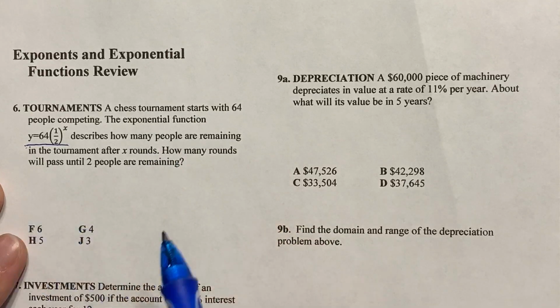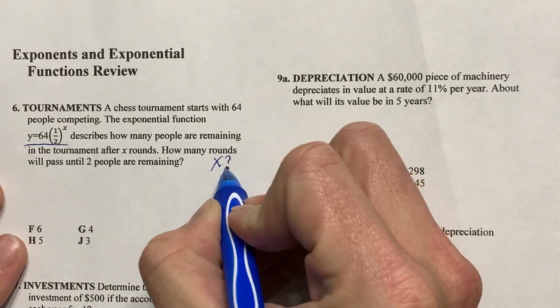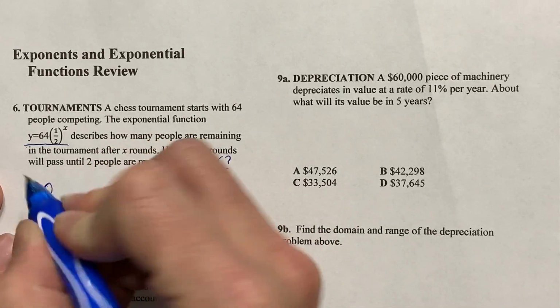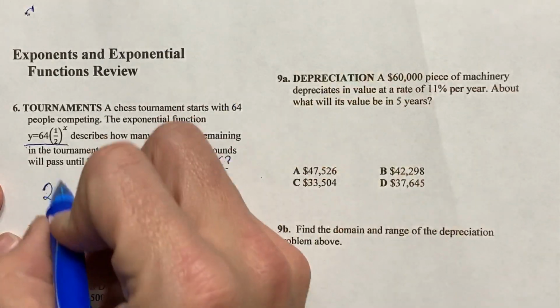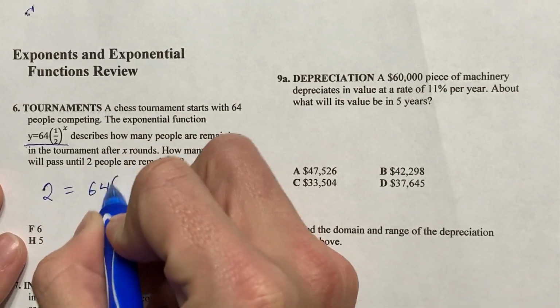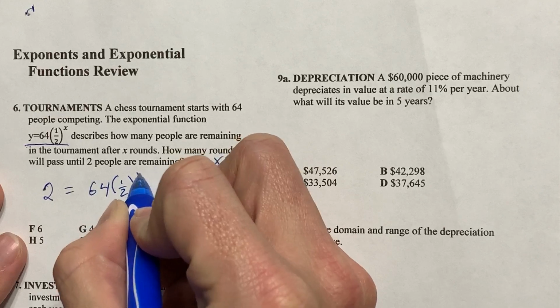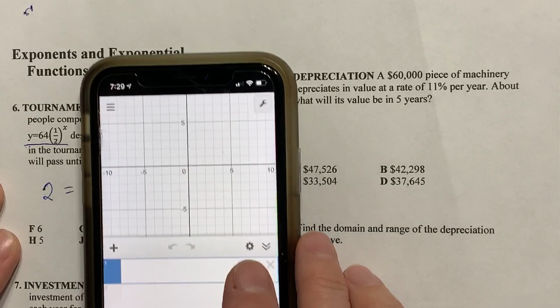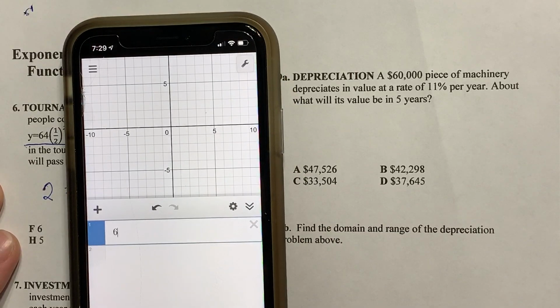How many rounds will pass? So what's my x until 2 people are remaining? I need to know when 2 equals 64 times 1/2 to the power of x. I don't know what this x is, so that's when I use Desmos. I have 64 times 0.5, since 0.5 is easier to type, to the power of x.